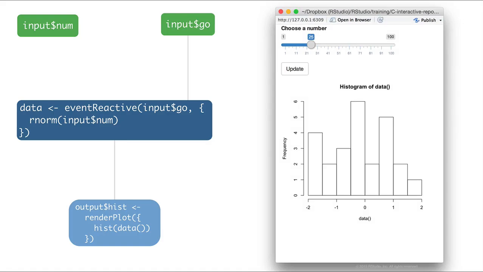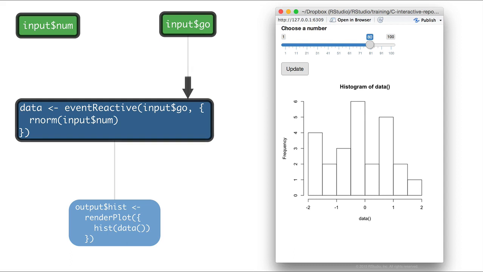If we look at how this app works, if we visualize it, there are now two input objects, the slider and the go button. And there's the reactive expression and the single output. When you change the slider, that reactive value changes, but there's nothing downstream for it to notify. When you click the update button, the input go value changes, and it is associated now with this event reactive, so it notifies event reactive.